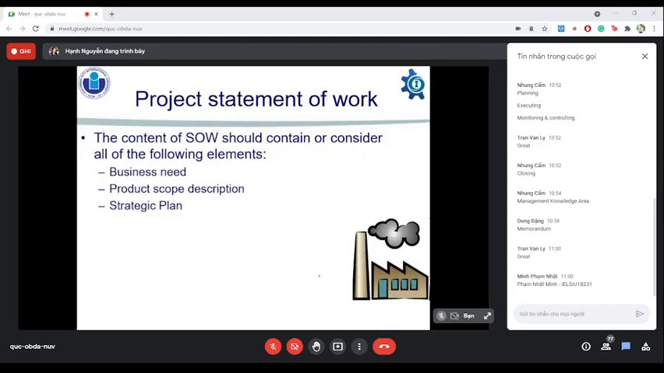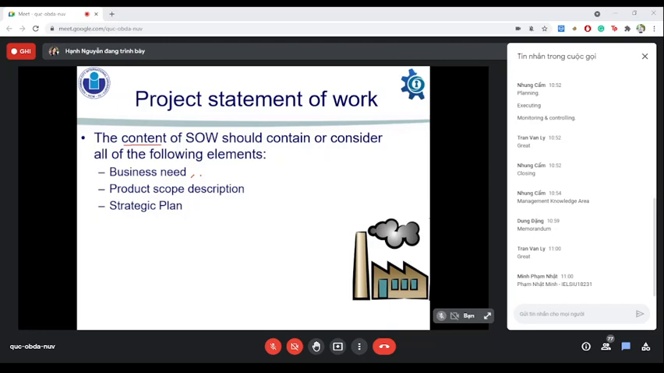And what is the content of a statement of work? There are three things. The first one is business need: what is your current problem? What does your company need right now? The next one is the description of the product or the service scope it will involve.